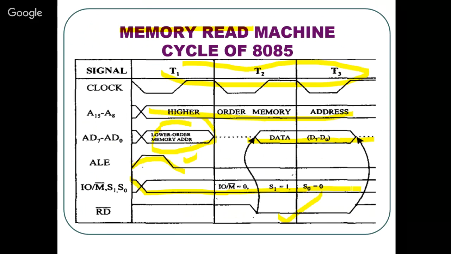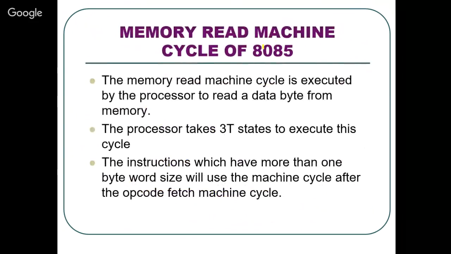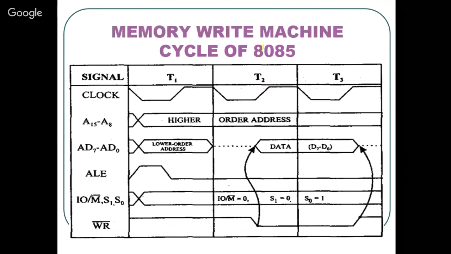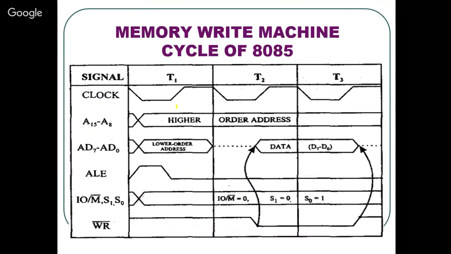As an example, if the operating frequency is 2 megahertz, then to complete this memory machine cycle, the 8085 will take 3 into 0.5, that means 1.5 microseconds of time. Similarly, for memory write, instead of read bar it will be write bar, and the rest of the pictorial view will be the same.